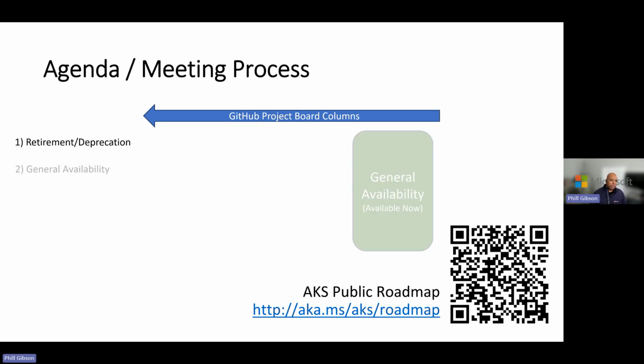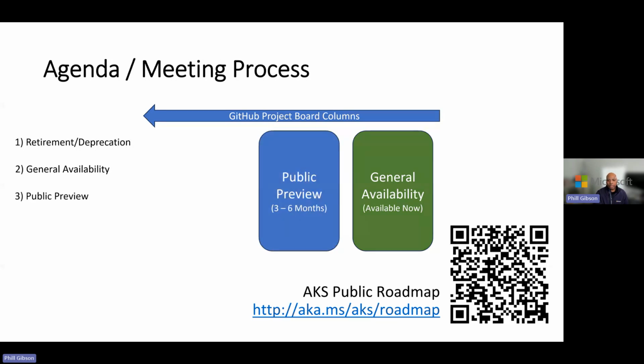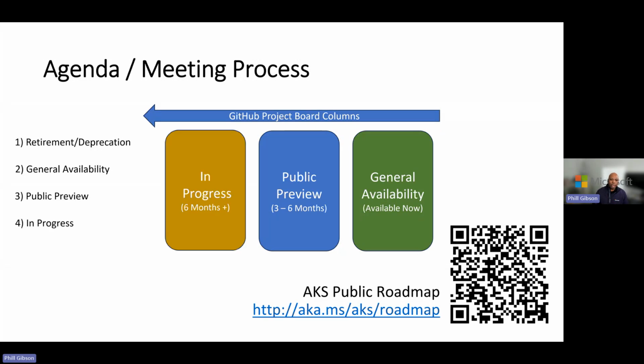Once we're on the board, we're going to go kind of backwards from how the board generally will burn down. We'll talk about things that are in general availability, next we'll touch on things that are going to be in public preview, and then finally we're going to talk about things that are in progress. What you'll see here is some of the timeline. Most of the things that are going to be in public preview could range from 3 to 6 months. We'll try to highlight those where we feel the timeline is a little different.